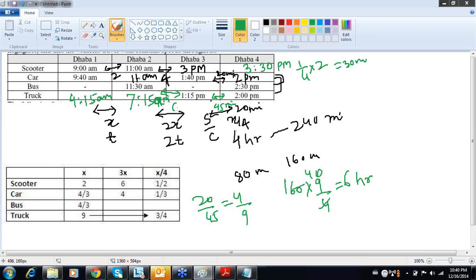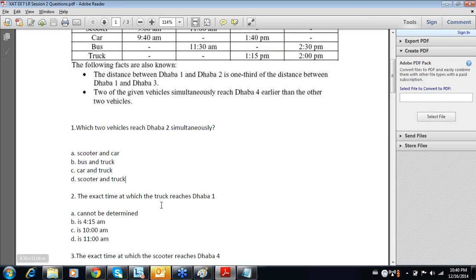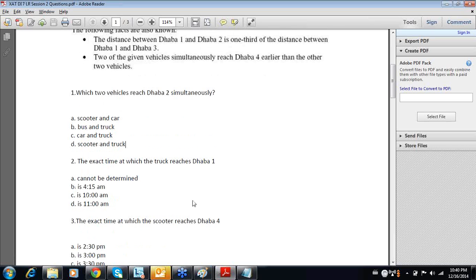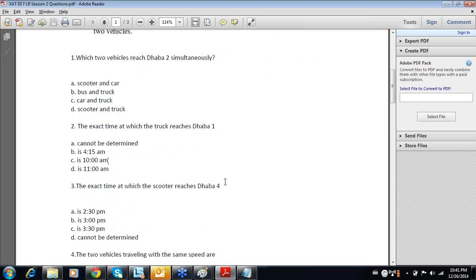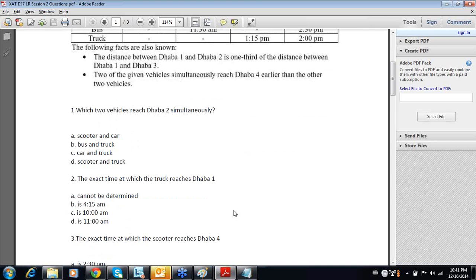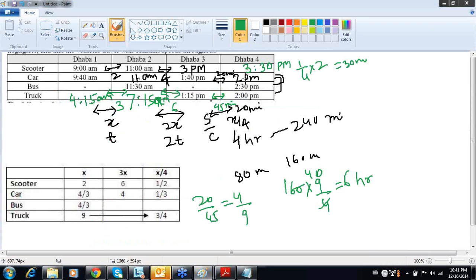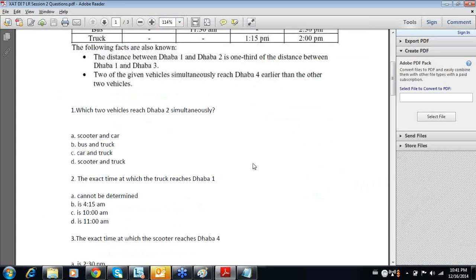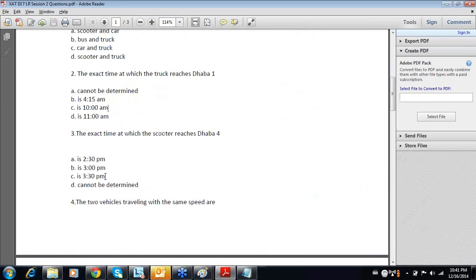If it took 6 hours here, so how much will it take here? 3 hours here, because the distance is x and 2x. So 3 hours from here, so it will be 4:15 a.m. here. So the exact time at which truck reaches dhaba 1 is 4:15 a.m. Okay. Exact time at which scooter reaches dhaba 4. Scooter reaches dhaba 4 at 3:30 p.m., we had calculated.